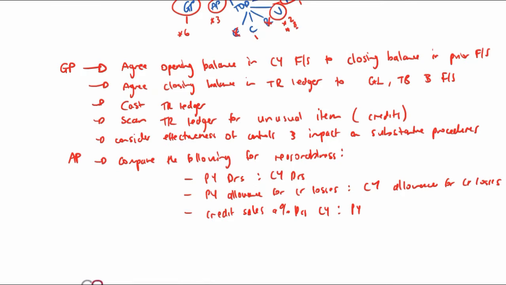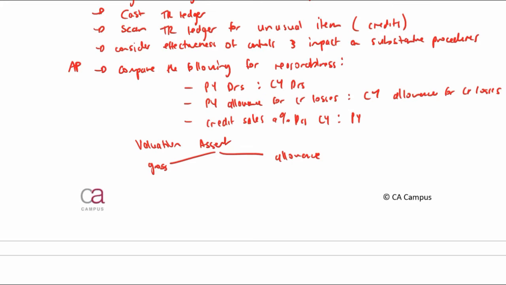And now I go into my test of detail. My focus here is going to be the valuation assertion. And I need to do the gross amount and the allowance. So for the gross amount, I'm going to do that reconciliation. I'm going to agree the debtors list or ledger to the general ledger. And I'm going to follow up on reconciling items.